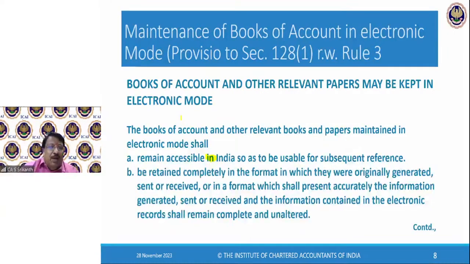And also, see, the B part shows the way the MCA wants to be sure that records are correctly maintained. So they are saying, be retained completely in the format in which they were originally generated, sent or received, or in a format which shall present accurately the information generated, sent or received, and the information contained in the electronic records shall remain complete and unaltered. See, the idea is, I am booking a sale. Now, when I'm entering the sale entry, now I can do anything I want. So they're saying the proof of that entry should be available in such a manner that it is retained as if it was originally generated.